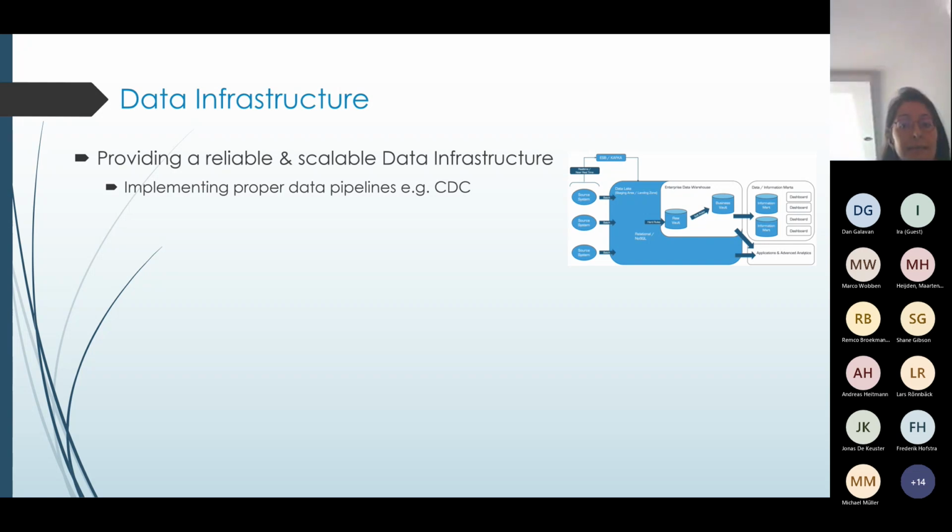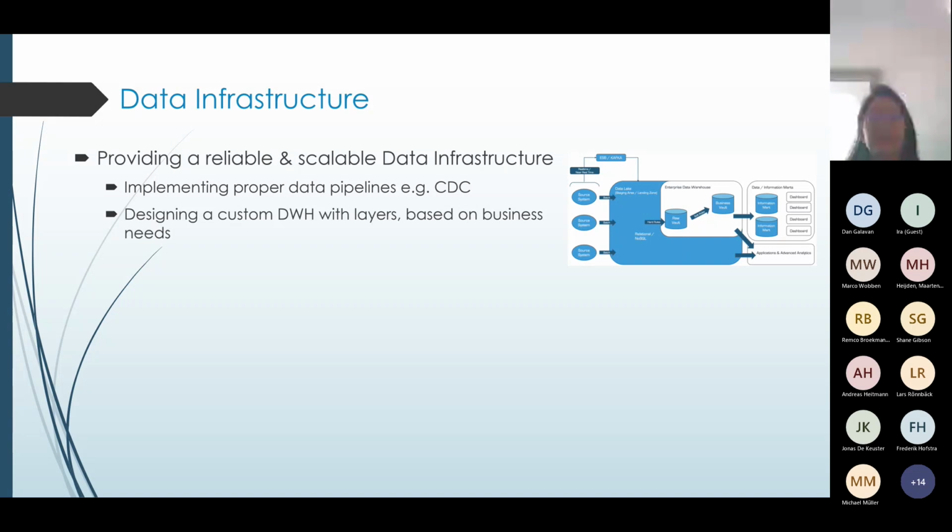It means looking into existing pipelines and what actually needs to be implemented. Let's talk about one example. If your business needs real-time data, do you already have that infrastructure in place? Do you have a pipeline to support it? Are you really capturing all the changes of data that your business needs? So implementing proper data pipelines is very important, but also ensuring that you design a custom data warehouse with the layers that the business actually needs, based on the requirements you have already collected.